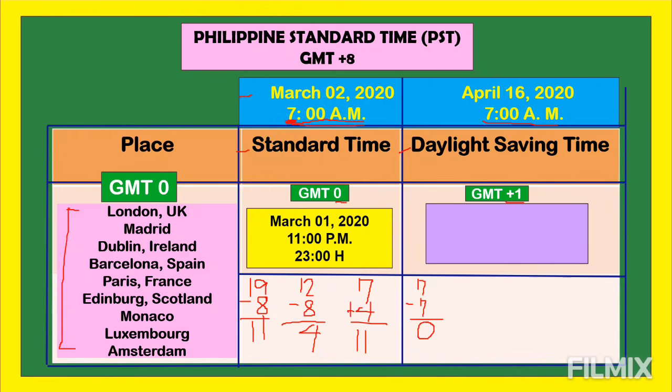As we know, in a 24-hour clock, it starts with 0 hours. So 0 hour is equal to 12 midnight. That is April 16, 2020, 12 midnight. Okay, that is how we're going to write it in a 24-hour clock. Okay guys, let's move to other places.